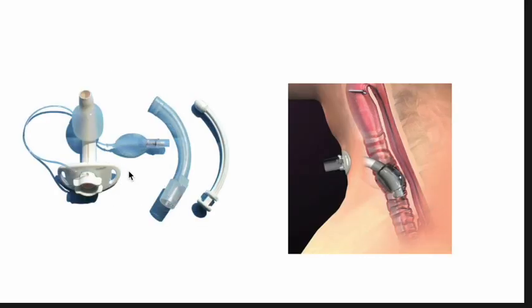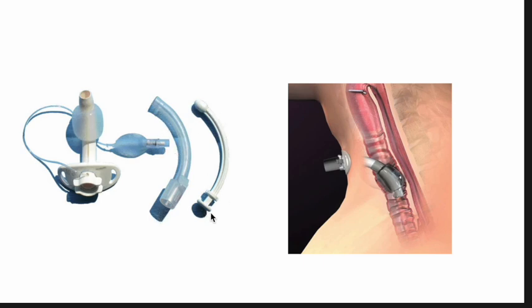So let's talk a little bit about the tracheostomy tube. There's 3 parts to it. So what is this here? Yeah, so this is the same thing. This is a tracheostomy cuff. So it's the exact same thing as the endotracheal cuff. This here is the inner cannula, and this is the outer cannula. So this inner cannula goes inside of the outer cannula, and it can be easily taken out and cleaned and exchanged.